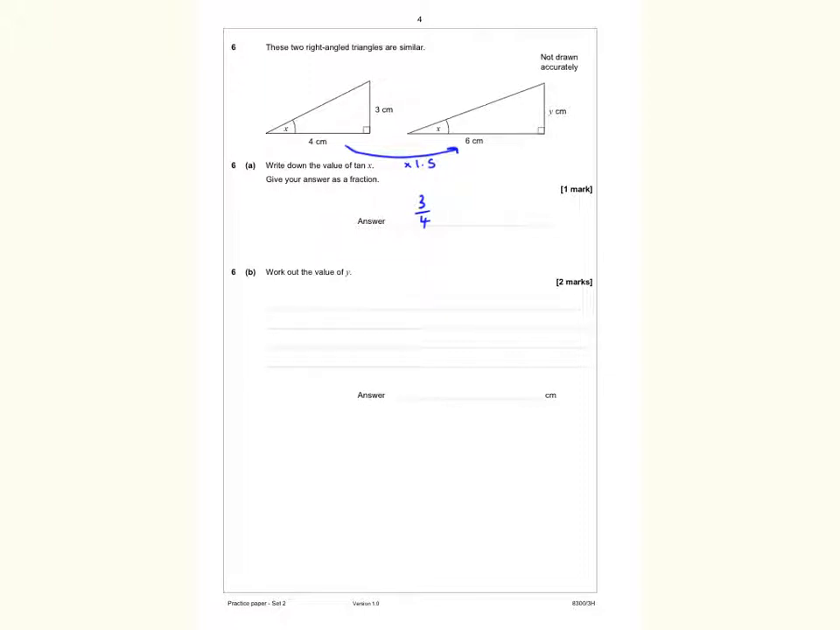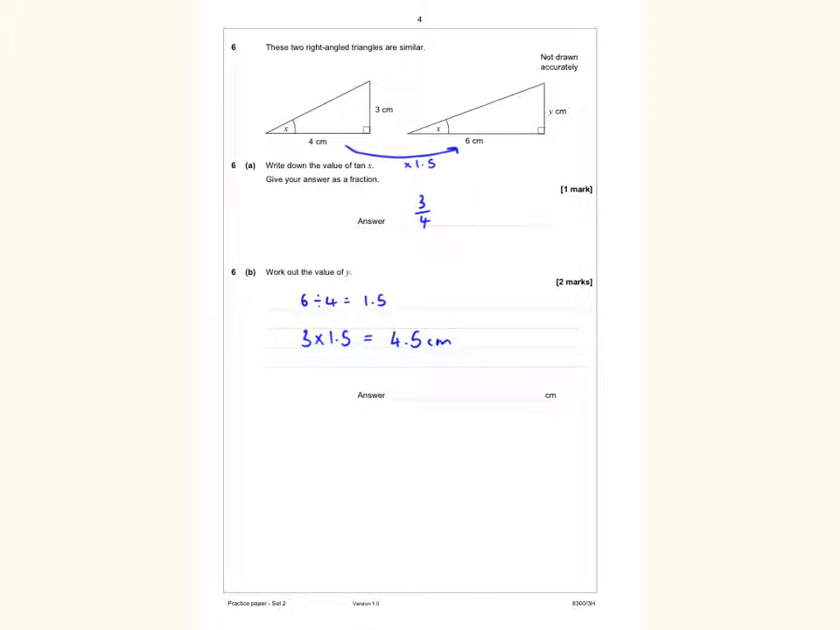And if you're not sure how I got that, the way you get that is 6 divided by 4 gives you 1.5. So I'll write that down: 6 divided by 4 is 1.5. Now, if I know that the enlargement is by scale factor 1.5, this 3 can be multiplied by 1.5 to get this y. So 3 times 1.5 is equal to 4.5. So 4.5 centimeters here.